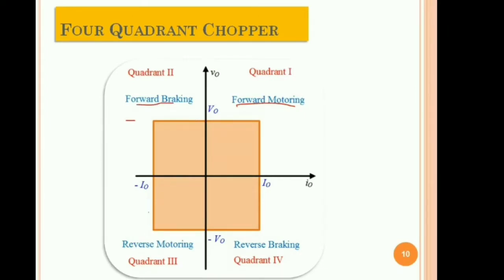And in the third quadrant, both the current and voltage are negative. So it is called reverse motoring, where the power remains positive. The electrical power is positive, but the current and voltage directions are reversed. So this is called the third quadrant operation, or reverse motoring. And of course, the last one is the fourth quadrant, for reverse braking, where the electrical power is negative, but the voltage is a negative quantity. That mode we can call reverse braking. So these are the four modes of operation.